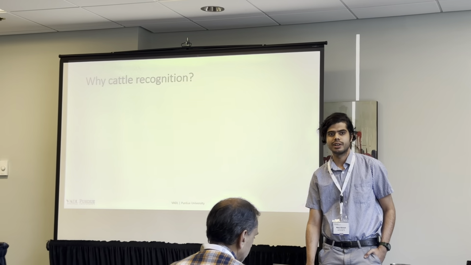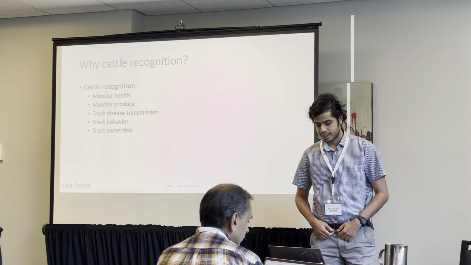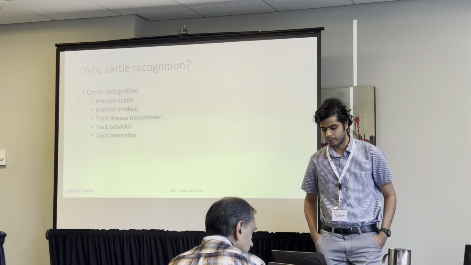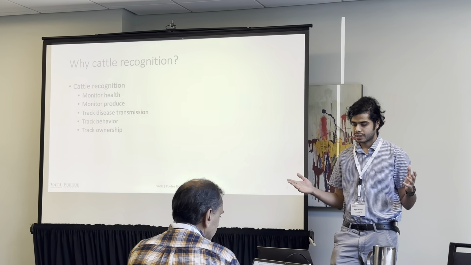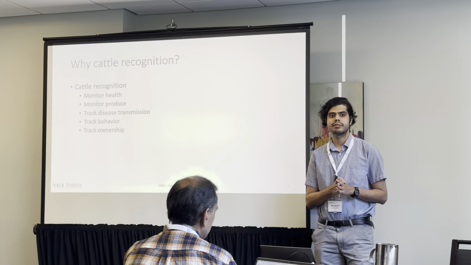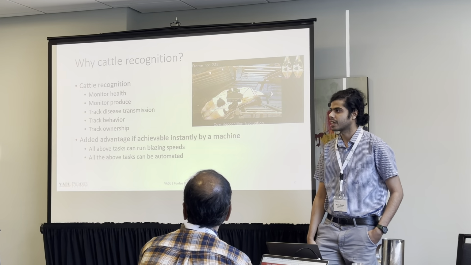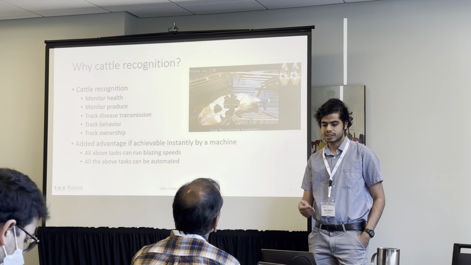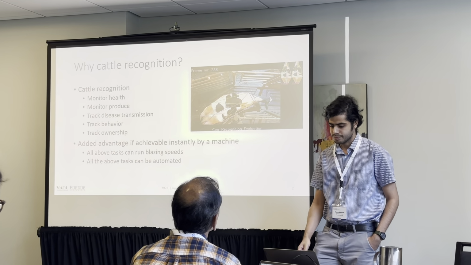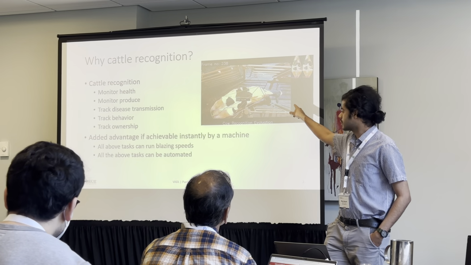So first of all, why do we have to do cattle recognition? Cattle recognition helps us monitor health of individual cattle, their milk production, track their disease transmission, their behavior and ownership records. And it's a bonus if it can be automated, if it can be run by a machine. So everything that is listed above can run very fast. An example of automatic recognition can be seen here.